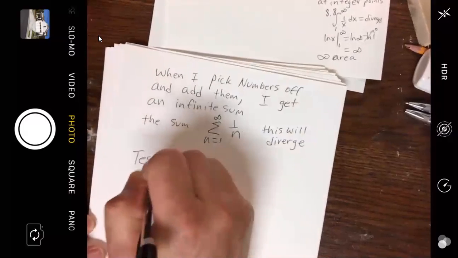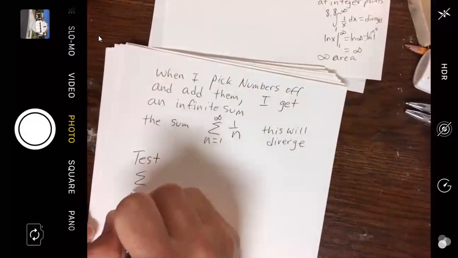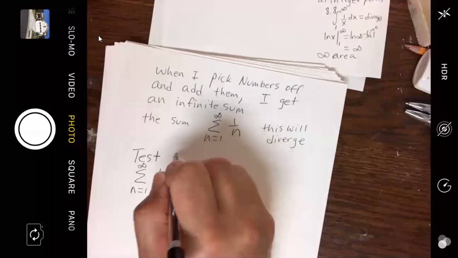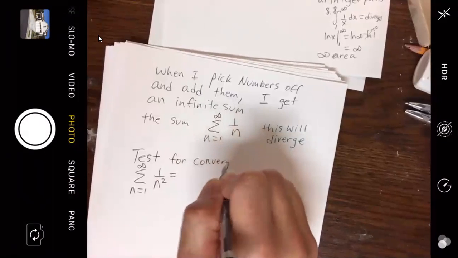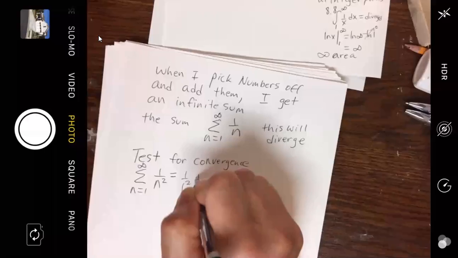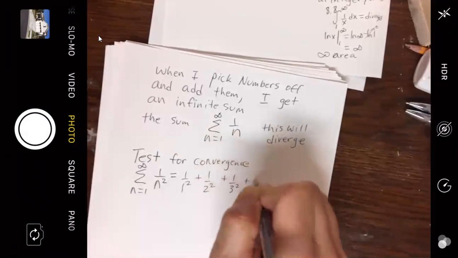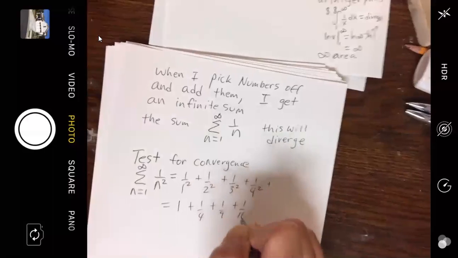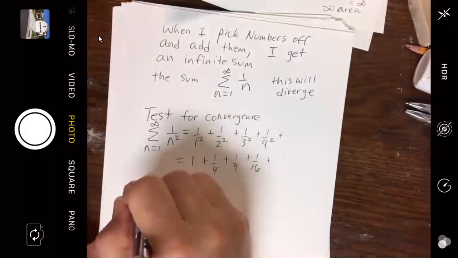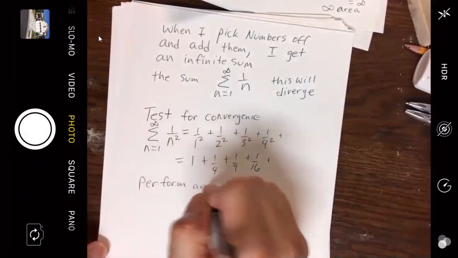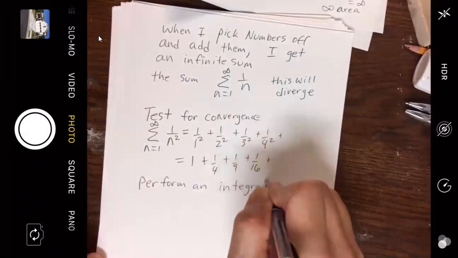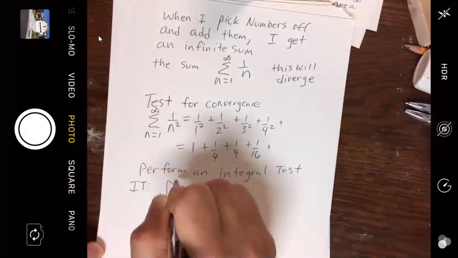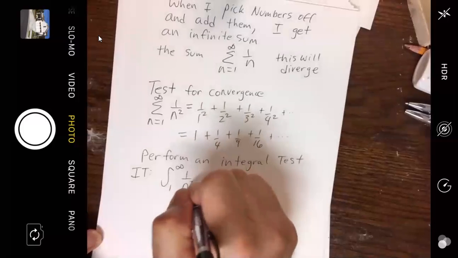They'll have you test the summation n equals 1 to infinity of 1 over n squared. Now this will look like, they'll say test for convergence. 1 over 1 squared plus 1 over 2 squared plus 1 over 3 squared plus 1 over 4 squared. So this will look like 1 plus a quarter plus a ninth plus 1/16. And they'll say perform an integral test. So that means I usually use IT for integral test. I take the integral from 1 to infinity of 1 over n squared dn.